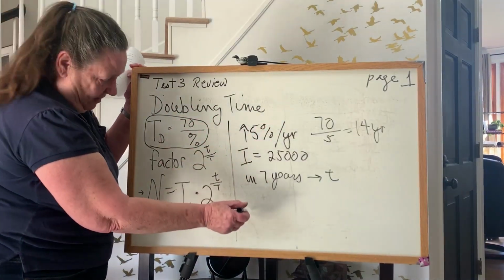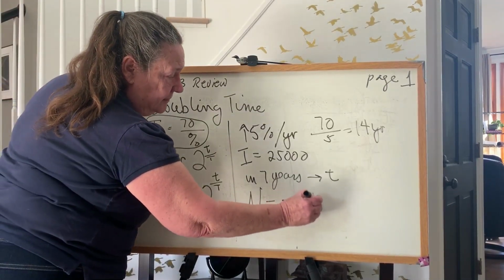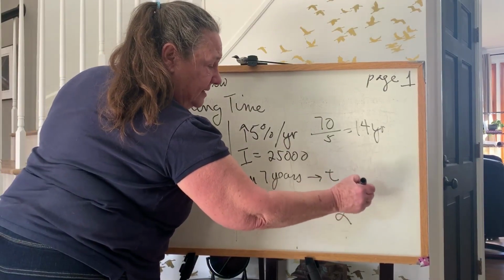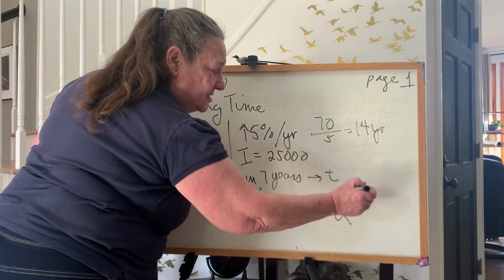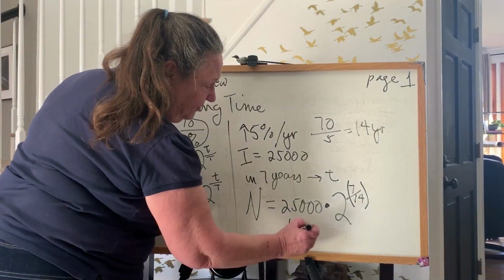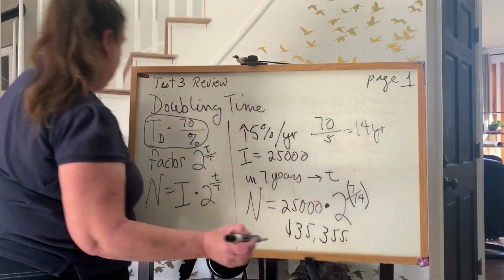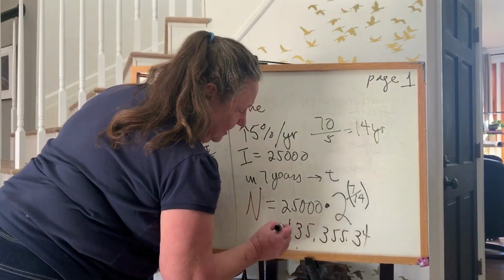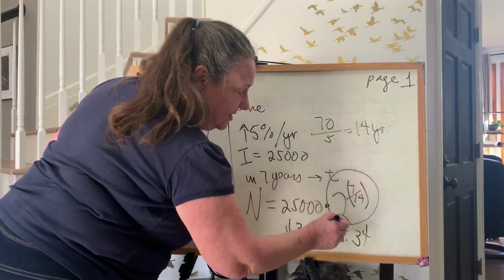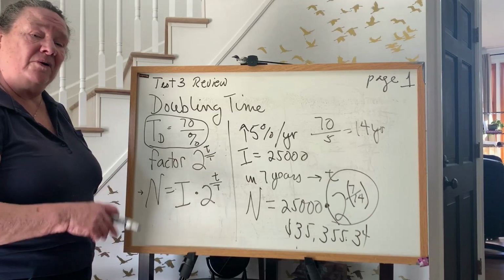At this point, I now know enough to fill in new is equal to the initial times 2 to the little t, which is 7, over big T, which is 14. This must be in parentheses. And when you do that problem, you will get 35,355.34. Okay, don't forget your dollar sign, okay? So what is the factor? It's just that much. Just the 2 to its powers. Okay, I'm gonna erase, do one more example, and then talk about the test for a little bit.